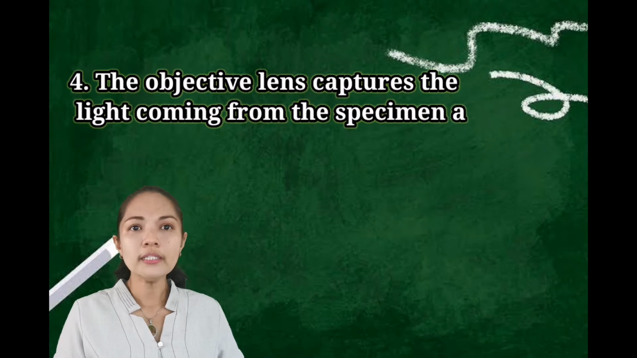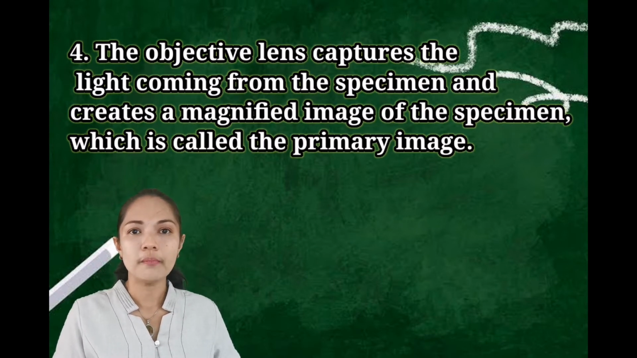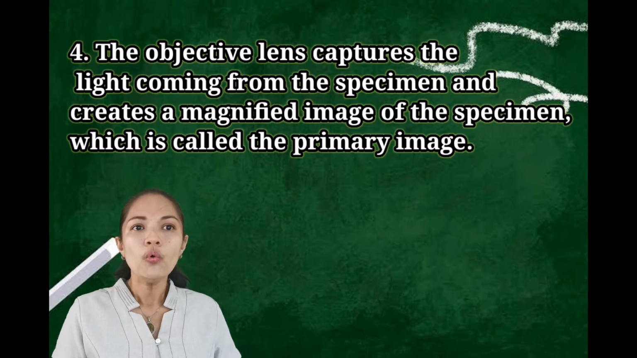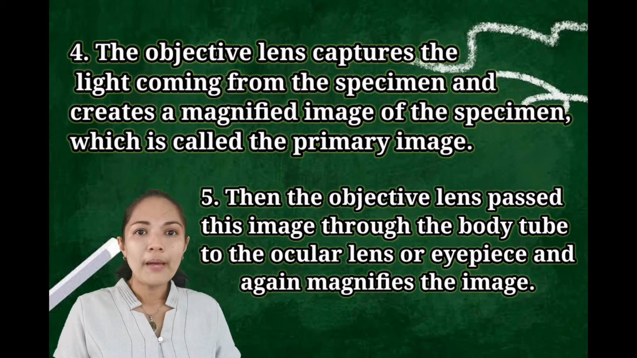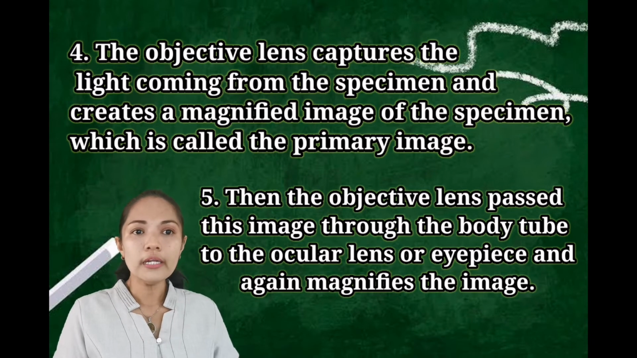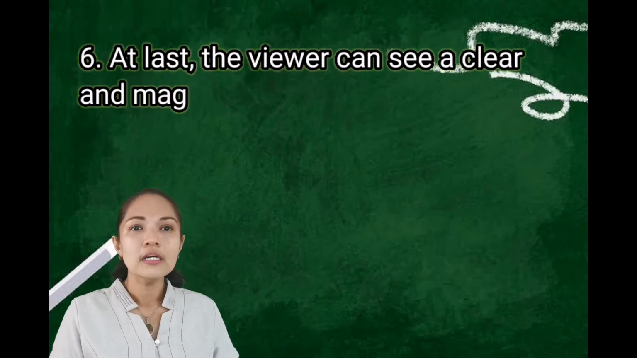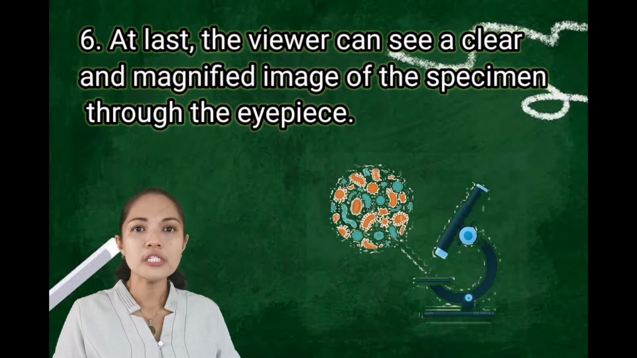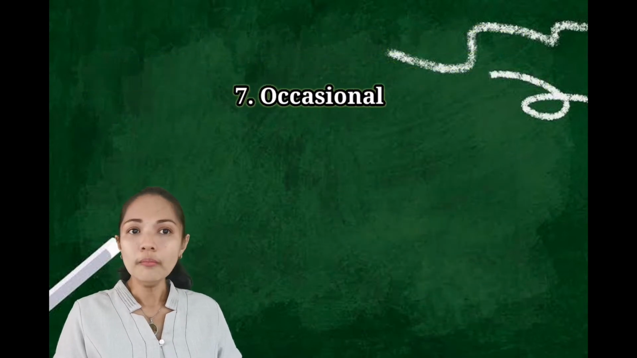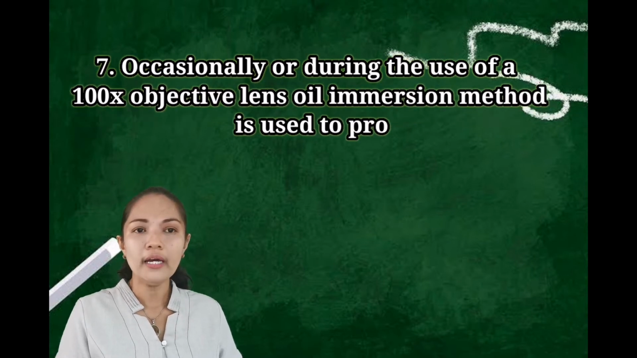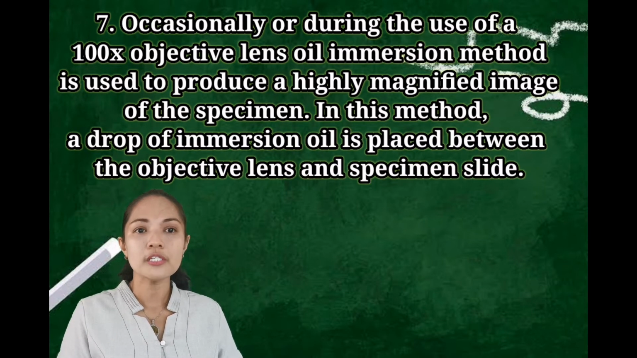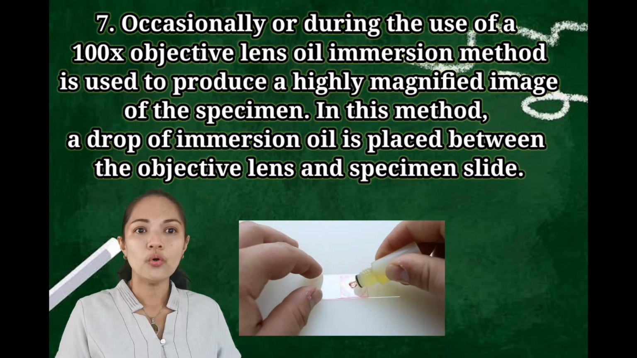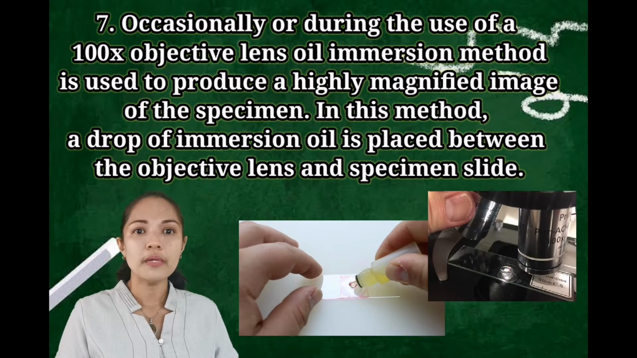Number 4, the objective lens captures the light coming from the specimen and creates a magnified image of the specimen, which is called the primary image. Number 5, the objective lens passes the image through the body tube to the ocular lens or the eyepiece and again magnifies the image. At last, the viewer can see a clear and magnified image of the specimen through the eyepiece. Number 7, occasionally, or during the use of the 100 times objective lens, the oil immersion method is used to produce a highly magnified image of the specimen. In this method, a drop of immersion oil is placed between the objective lens and the specimen slide.